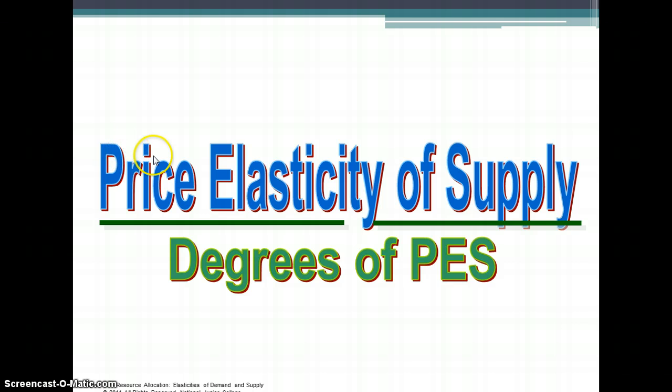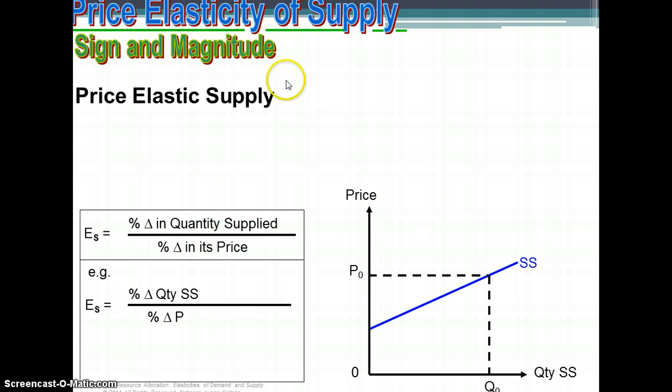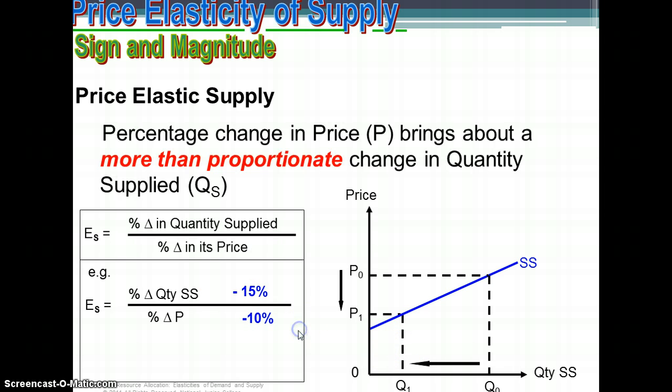So what are the different magnitudes of PES? The first case is when the supply is price elastic. What does this mean? When the price decreases by 10%, the quantity supplied will also decrease, but this decrease is more than 10%. Therefore the PES value is more than 1, whereby the percentage change in the price will bring about a more than proportionate change in quantity supplied, as illustrated by this diagram.